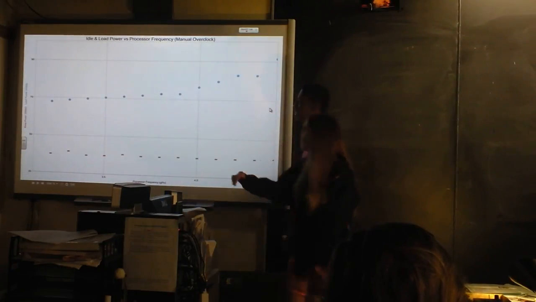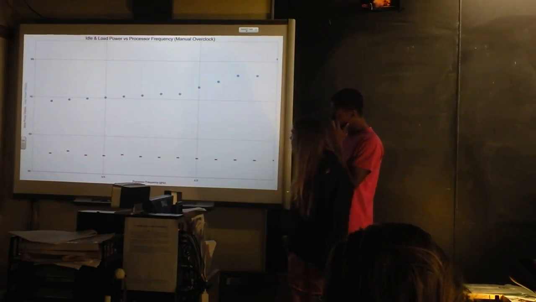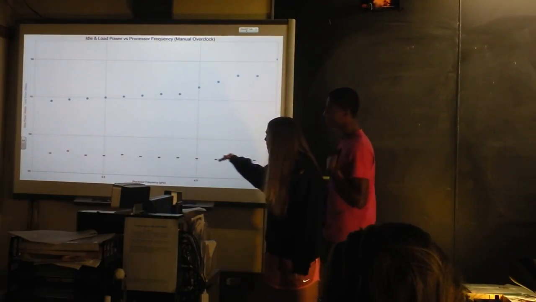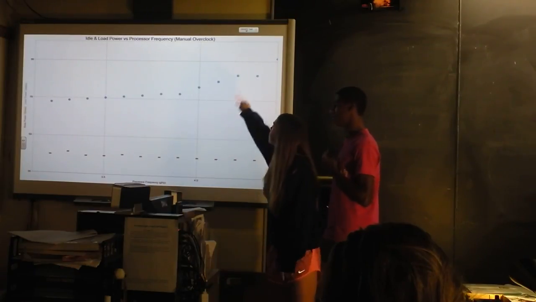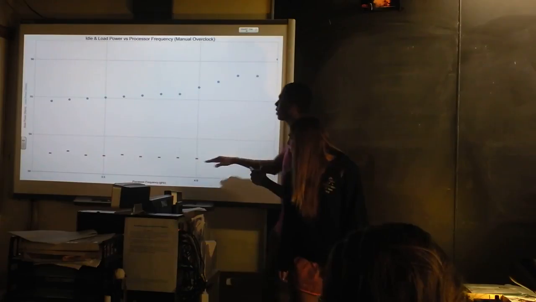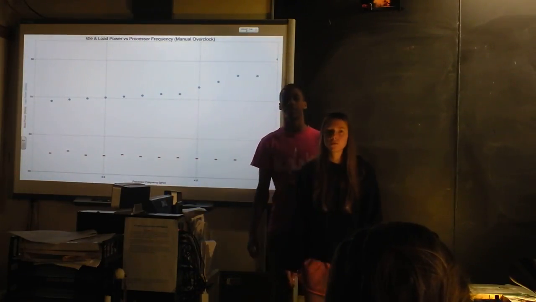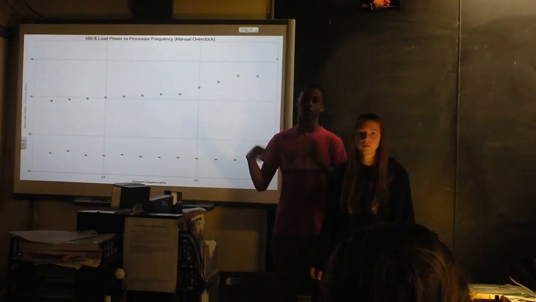And this is basically the same graph, but for the manual overclock. So here's the base power again, and then the load power. You would think that these would either be exactly the same or increasing slightly, but it's probably due to inconsistencies in the power supply. It accounts for the difference.